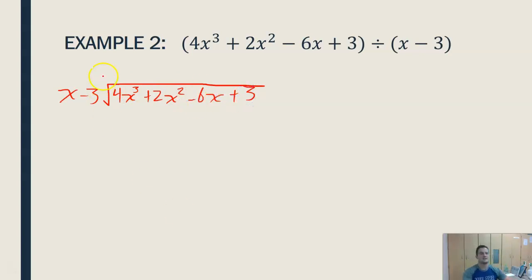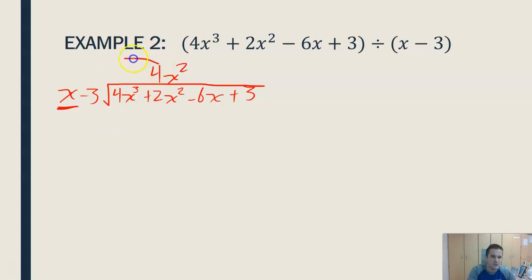So my first step, I'm looking at my very first term here. What times x is equal to 4x cubed? I need to have 4x squared. I'm going to write this above the x squared term because it's going to end up being an x squared term. 4x squared times x is 4x cubed. So that's my first step.